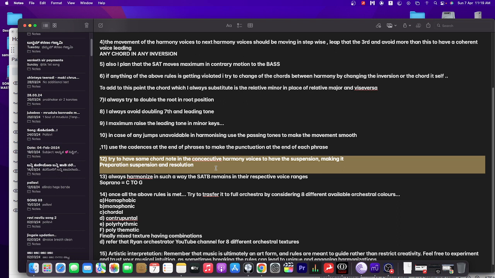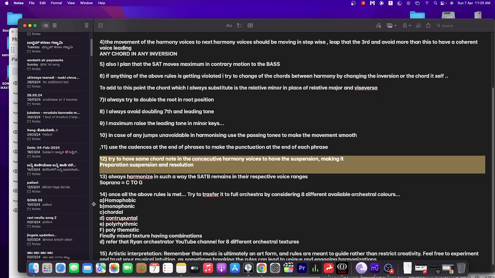The 13th point: always harmonize in such a way that SATB remains in the respective voice range. Of course, in the first year harmony William Lovelock book you have the ranges, and in Google also you can see what the ranges are. Every voice has got a range: soprano, alto, tenor, and bass. So you should write the harmony in such a way that it remains in those ranges only. Okay, that is the 13th point.